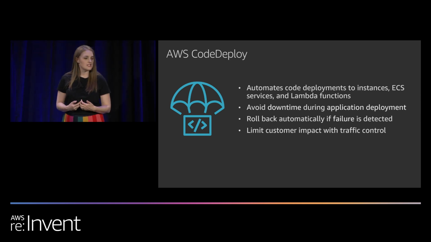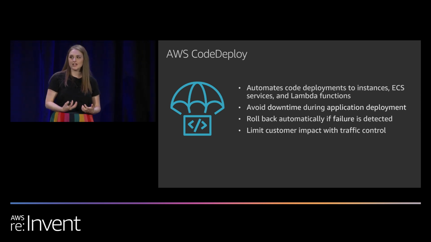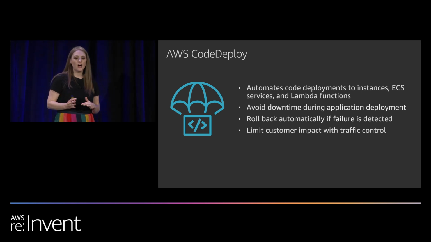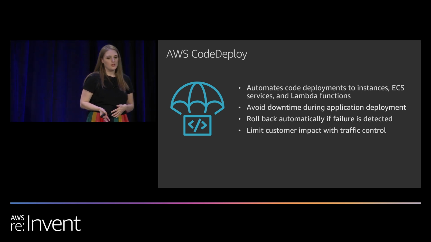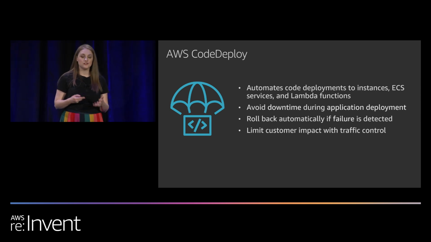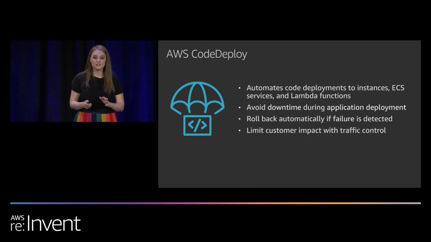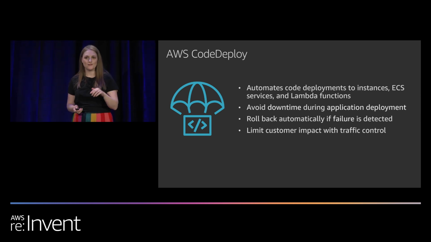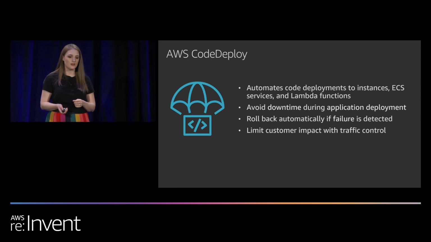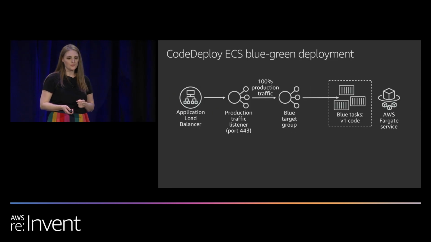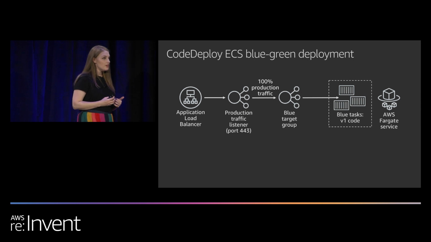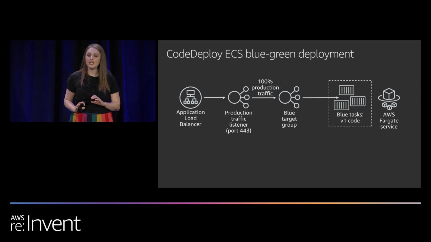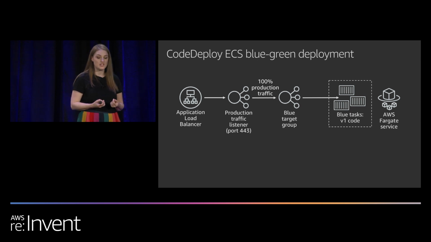So it makes sure that it's launching the new services or new tasks before tearing down the old, and it will roll back automatically if failure is detected. You can limit customer impact with traffic control, which I'll explain what that looks like in ECS. But CodeDeploy really meets the deployment safety bar for Amazon, so we tend to use this internally for our services in AWS as well. So last year at re:Invent, we announced CodeDeploy ECS blue-green deployment. So I want to show you what that looks like and how to use it to implement deployment safety.